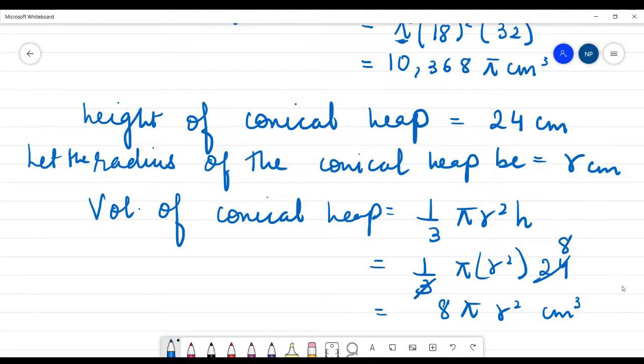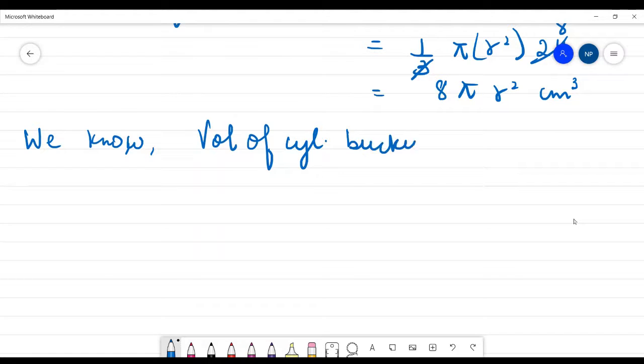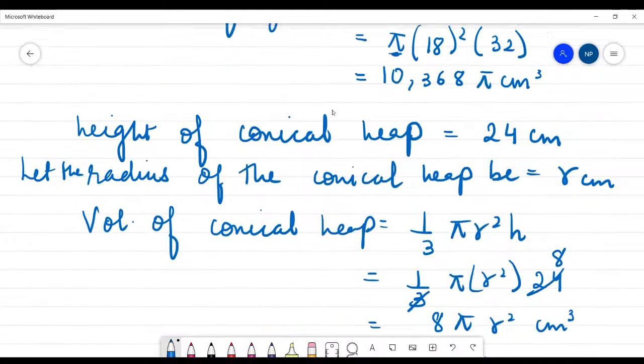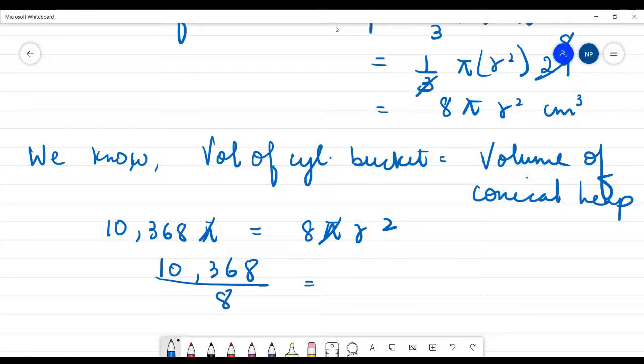Okay, so after that we will write, we know volume of cylindrical bucket is equal to the volume of conical heap. So equate the two. How much will you get, children? See, you have 10,368 pi equals 8 pi r square. So pi and pi get cancelled. What are we left with? We are left with 10,368 divided by 8 equals r square.